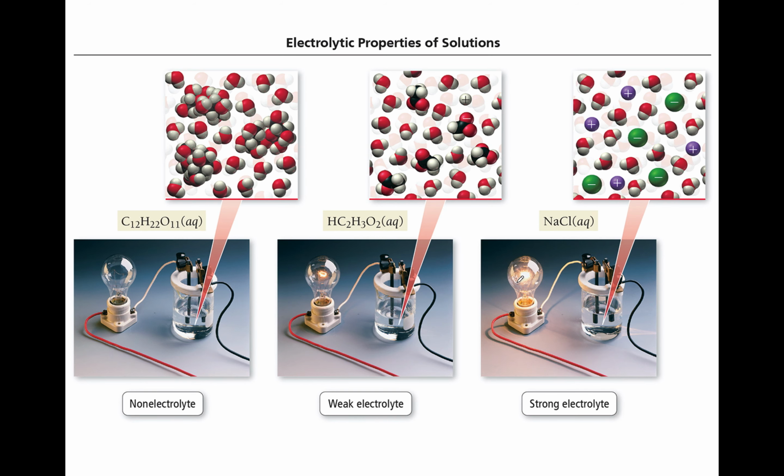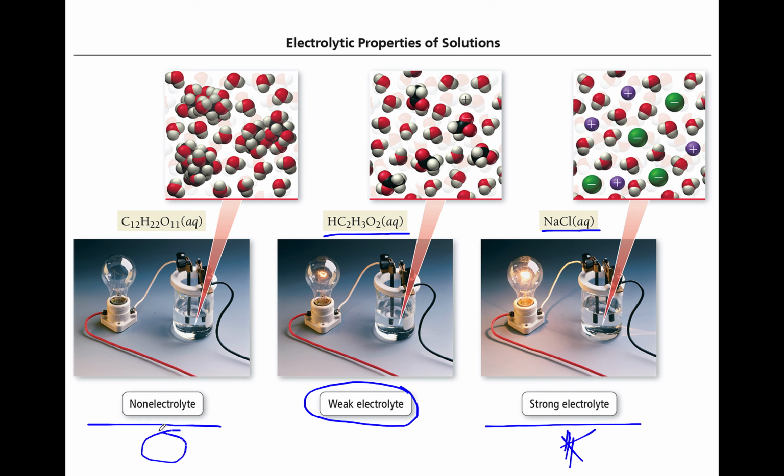And you can see here the pictures, non-electrolyte we talked about, that's sucrose, strong electrolyte, sodium chloride, and then this actually is one in between, a weak electrolyte, okay? So over here we have a lot of ions, so there's a lot of ions in solution. Here we have no ions in solution. Here we just have a few ions in solution. Okay, that's a weak electrolyte.